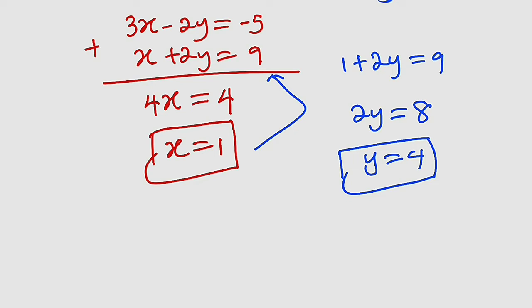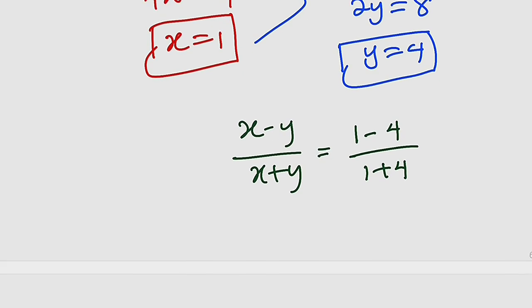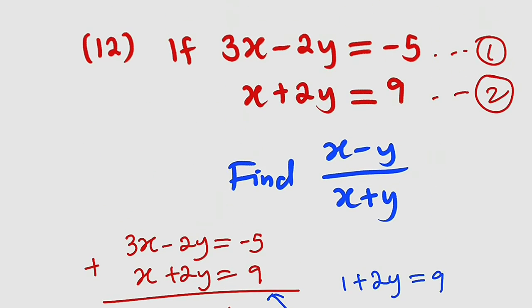But remember, what we are asked to evaluate is x minus y divided by x plus y. We have seen that x is 1 and y is 4. So 1 minus 4 is negative 3, and 1 plus 4 is 5, and hence the solution to this problem is negative 3 over 5. That's question number 12. Let us move on to question number 13.